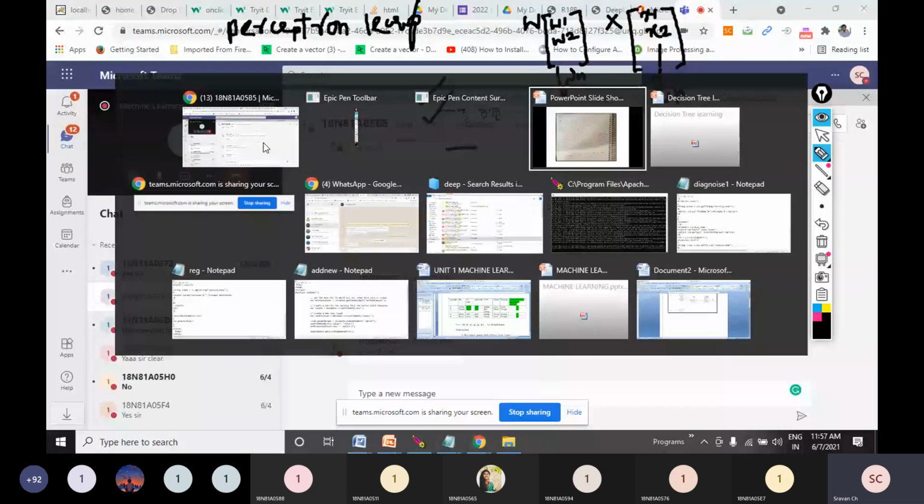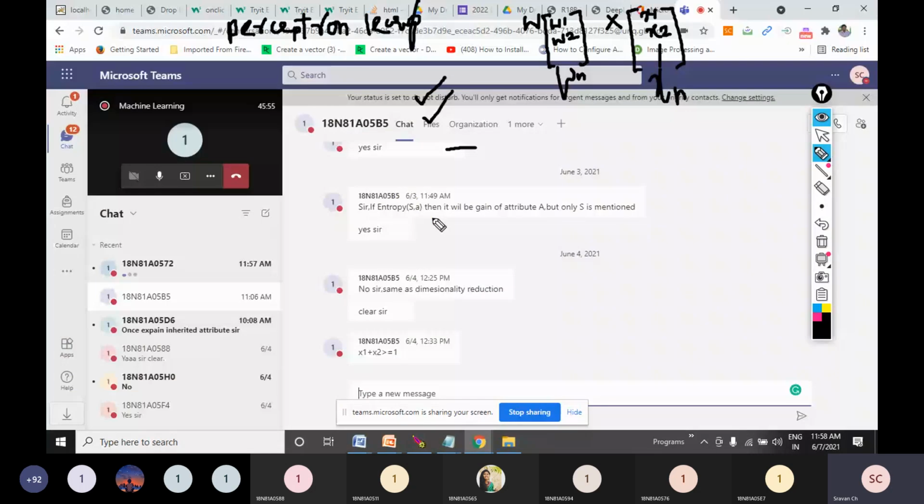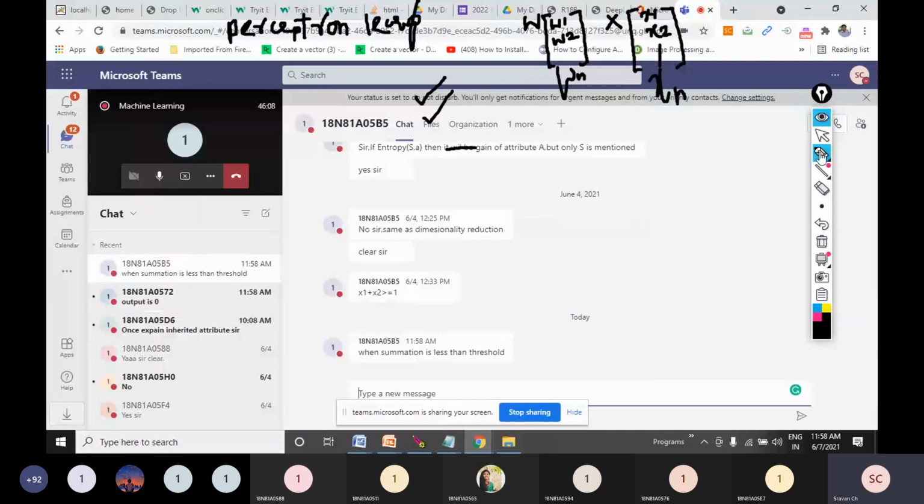Please respond. So see here, sigma of i equal to 1 to n, Wi into Xi less than 0. I'll calculate Wi into Xi. This value I will calculate, right? For this positive example, I will calculate this value. And if I am getting this less than 0, what does that mean? Output is 0. Great. Output is 0.